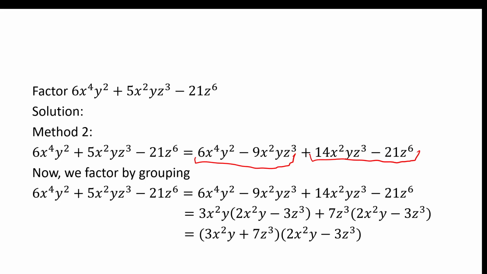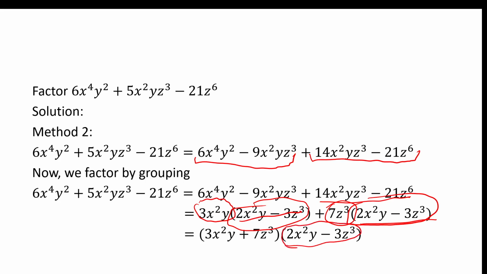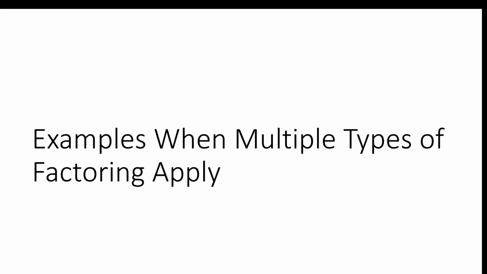Out of the first two terms, we can common factor out 3x squared y, and we'll be left with a bracket of 2x squared y minus 3z cubed. Out of the next two terms, we can common factor out 7z cubed, and we'll be left with 2x squared y minus 3z cubed. Notice these two brackets have exactly the same expression inside. So that same expression will be represented in one of our brackets, and the other bracket will be 3x squared y plus 7z cubed, and we've factored.